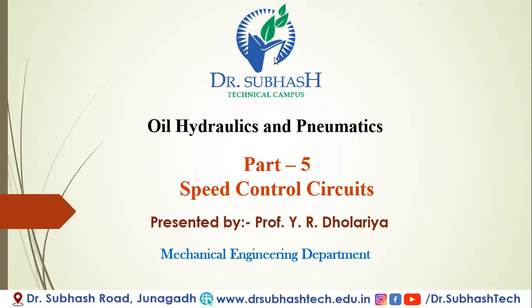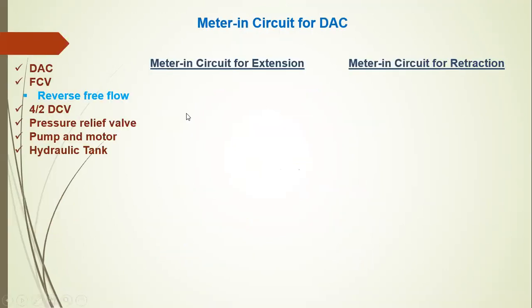In this lecture, we will study the speed control circuit. The speed control circuit is divided into three parts: meter in circuit, meter out circuit, and bleed off circuit. The speed control circuit controls the rate of flow of oil to control the inlet and outlet of the actuator. First is the meter in circuit.